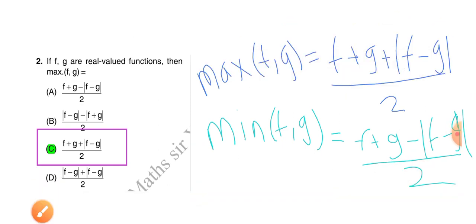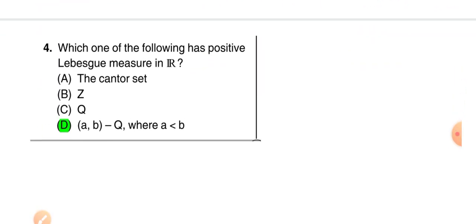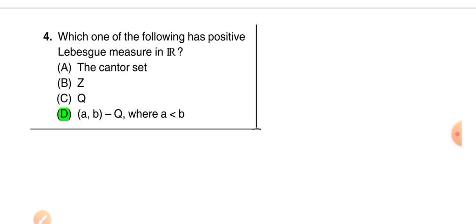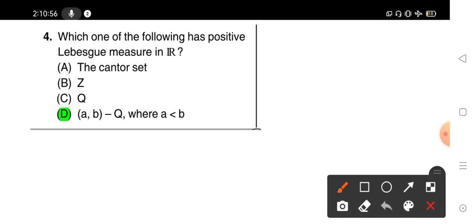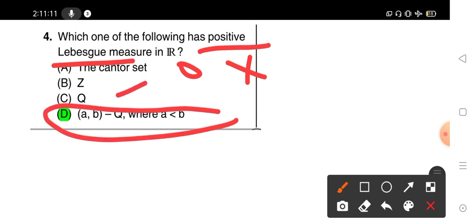Next question. Which one of the following has a positive Lebesgue measure in R? Answer: the first set is an uncountable set with measure 0. So option here, they ask for a positive Lebesgue measure. Z is also measure 0 and Q is also. Here option D is correct: (a,b) minus Q where a is less than b.